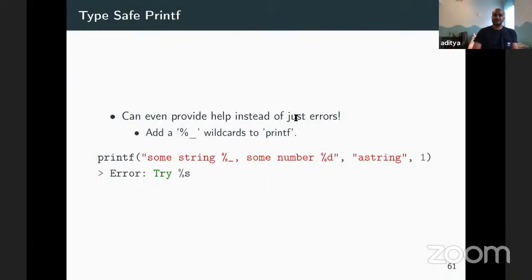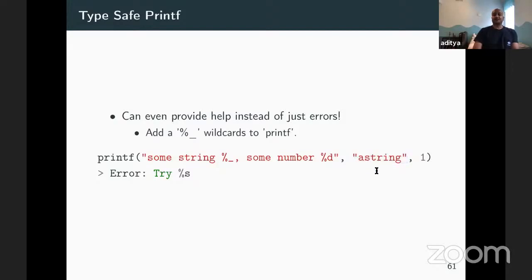And it's not even just providing type errors now. Once you have this level of flexibility, you don't just provide errors when the user does something wrong, you can provide the user help. So I added this format specifier called %_, which is just a wildcard, which says, hey, inspect the argument that you're being passed in and tell me what format specifier I need to be using. So I have printf, some string, some number, and a string. So here I've forgotten what the format specifier for a string is.